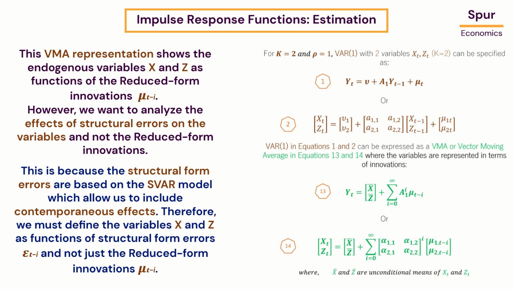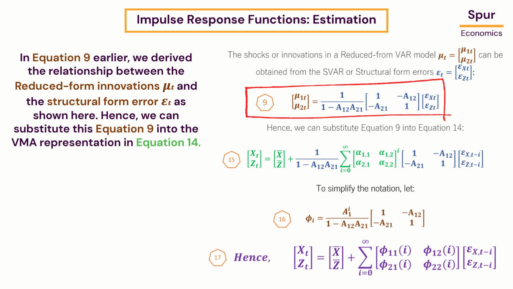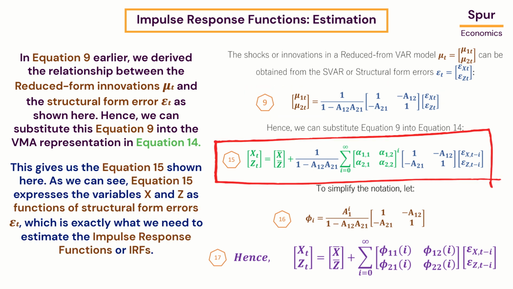Therefore, we must define the variables x and z as functions of structural form errors and not just the reduced form innovations. In equation 9 earlier, we derived the relationship between the reduced form innovations mu and the structural form error epsilon, as shown here. Hence, we can substitute equation 9 into the VMA representation in equation 14. This gives us equation 15 shown here. As we can see, equation 15 expresses the variables x and z as functions of structural form errors epsilon, which is exactly what we need to estimate the impulse response functions, or IRFs.